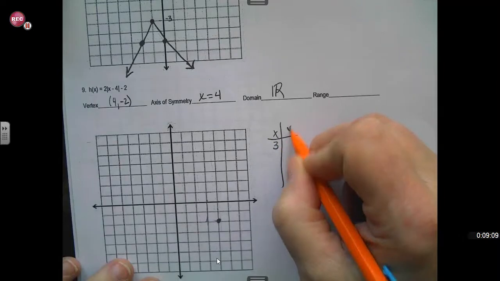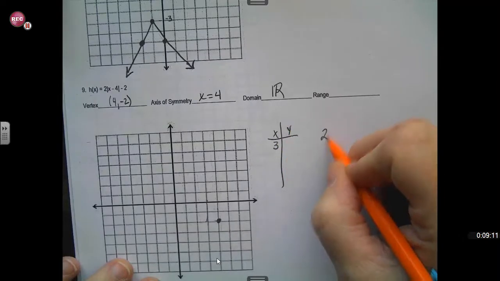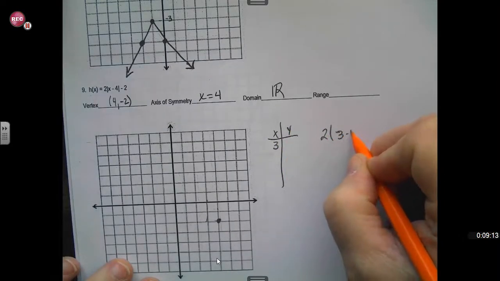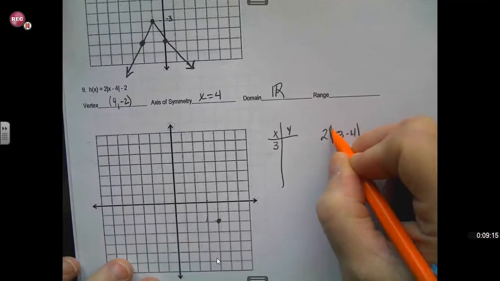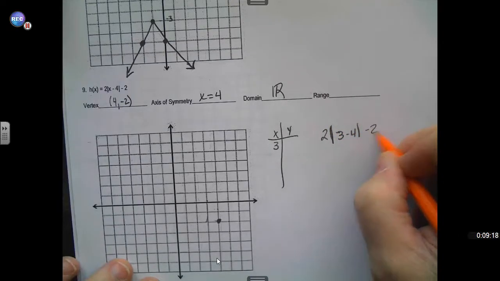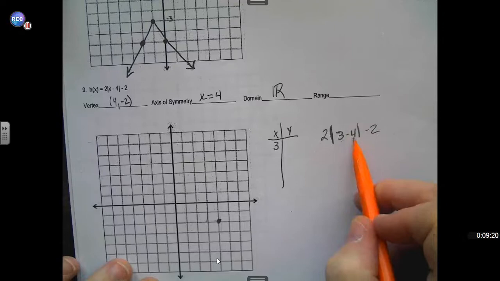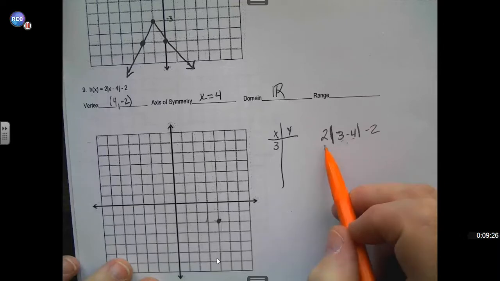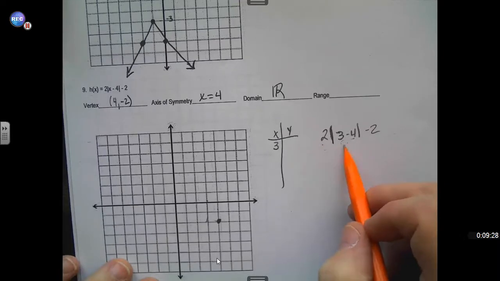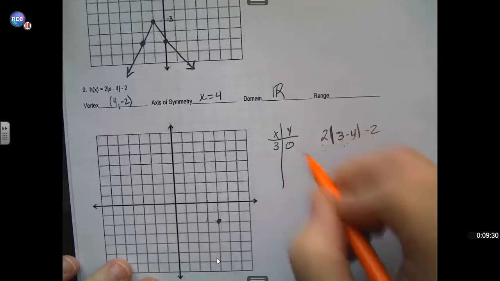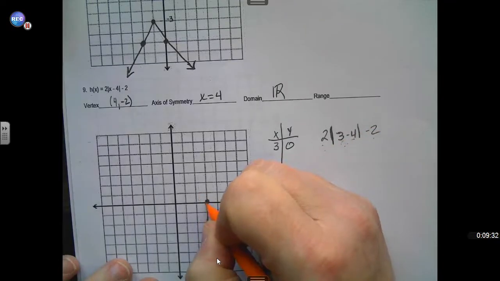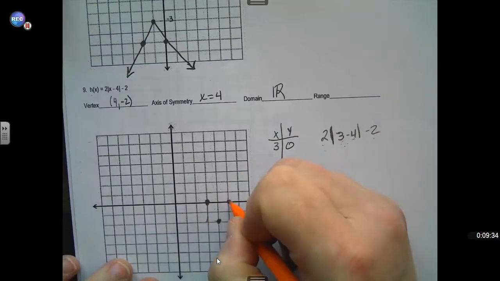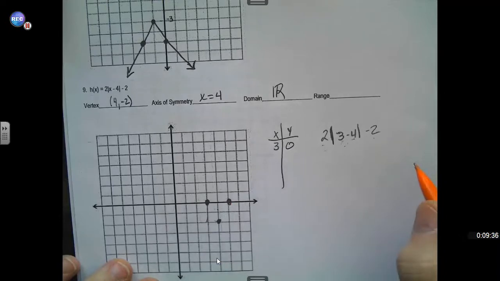I get 2 times the absolute value of 3 minus 4, minus 2. 3 minus 4 is -1. The absolute value of that is 1. And 2 times 1 is 2. 2 minus 2 is 0. If I plug in 3, I get 0. And then the axis of symmetry tells me there's another one right there.